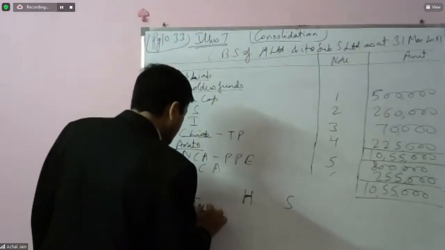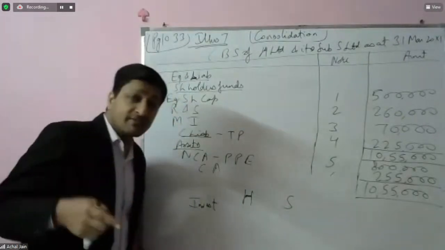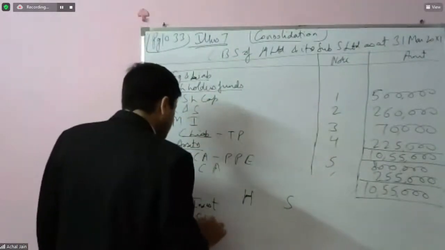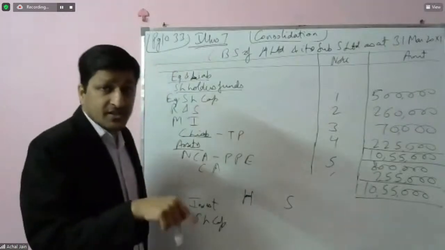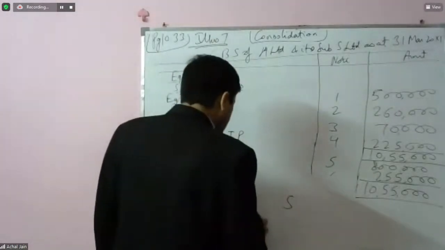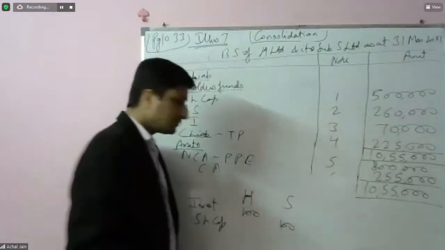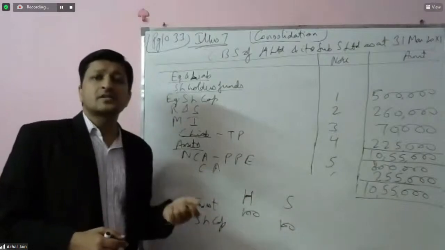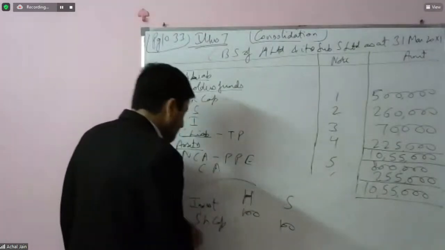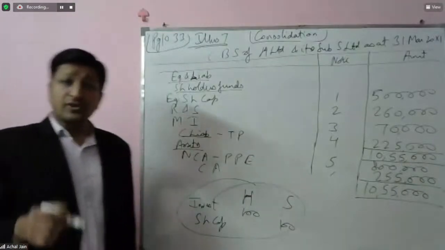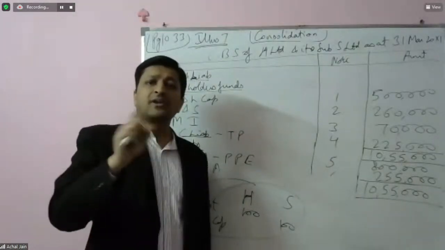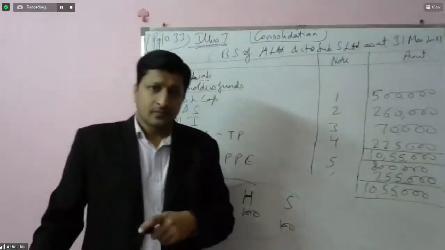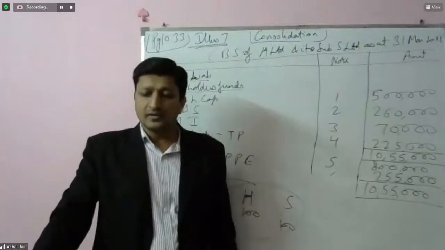So H had investment, and this investment of H was appearing in the balance sheet of S as share capital. So you can say it's a transaction between these two companies. Let's suppose this is 100 and this is also 100. Any transaction between these two companies will be knocked off. Same goes with this principle also. So if the investment is in the subsidiary, that will not appear in the consolidated balance sheet. But if that investment is outside the subsidiary or outside the group, that will definitely appear.